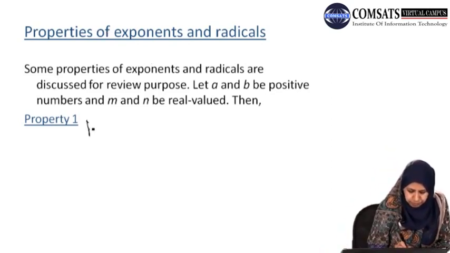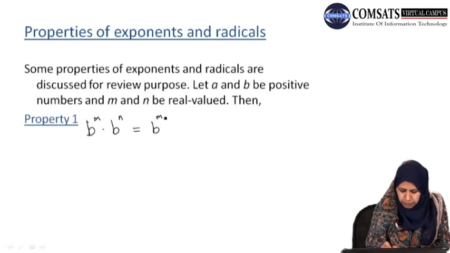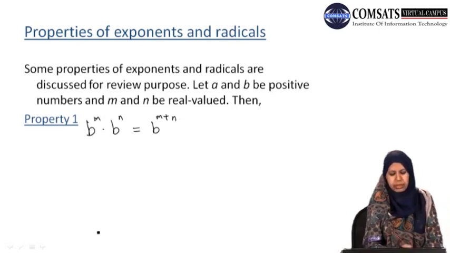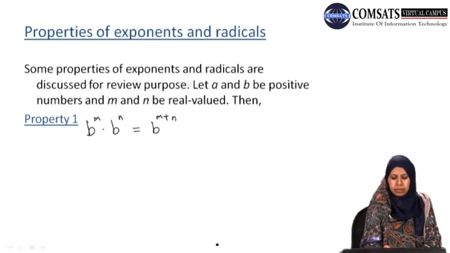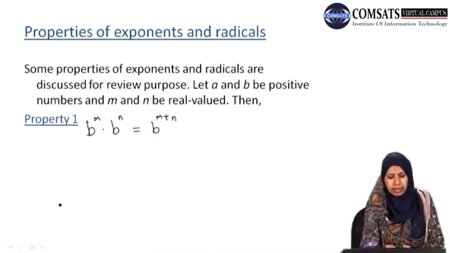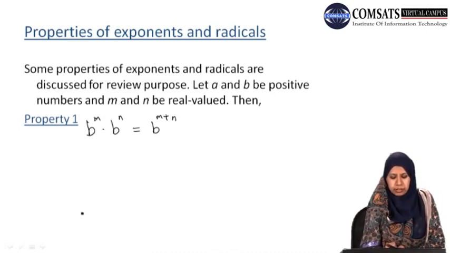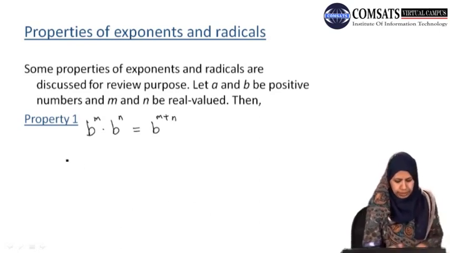If a and b are positive numbers and m and n are real valued numbers, then our property 1 says that b to the power m into b to the power n is nothing but adding the powers. That is, whenever b is the base and m and n are the exponents, whenever the base is the same, the powers will be added up. We have the same base b and the powers are different, so we can write them with the same base b and adding the powers as m plus n.